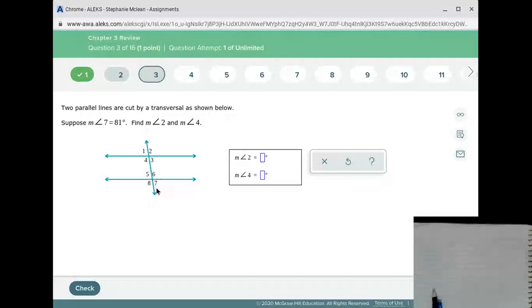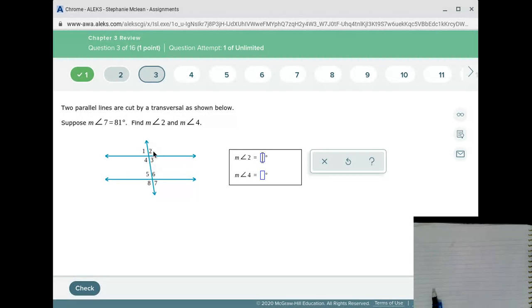If I were to take this line and lie it on top of this line, I can see that angle 7 would lie on top of 3. So they would be corresponding angles. Corresponding angles are equal, therefore I know that the measure of angle 3 is 81 degrees because they're corresponding.